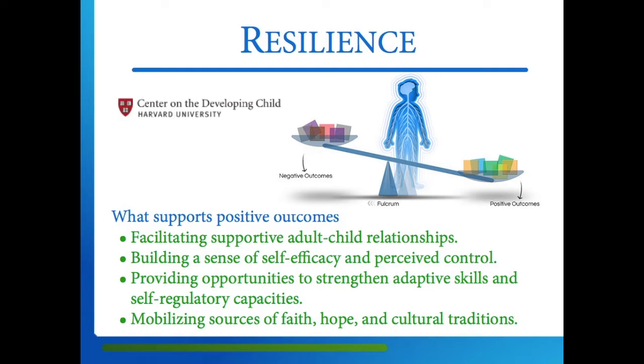The evidence on supporting resilience in children and what supports positive outcomes for those who have experienced trauma or toxic stress is really clear. This from the Center for the Developing Child from Harvard University. What supports positive outcomes are supportive adult-child relationships, a sense of self-efficacy and perceived control, opportunities to strengthen adaptive skills and self-regulatory capacities, and mobilizing sources of faith, hope, and cultural traditions. This whole program is grounded in these four positive components.